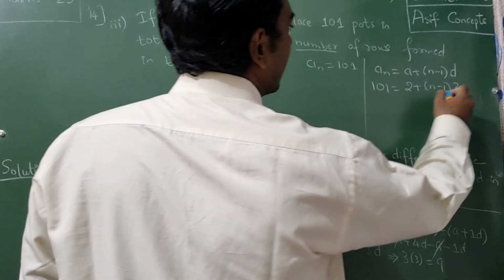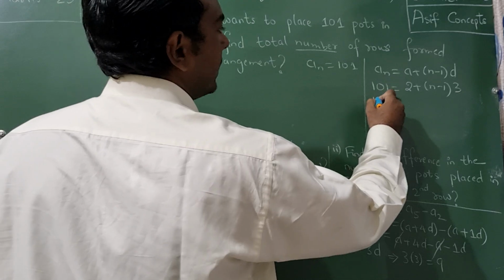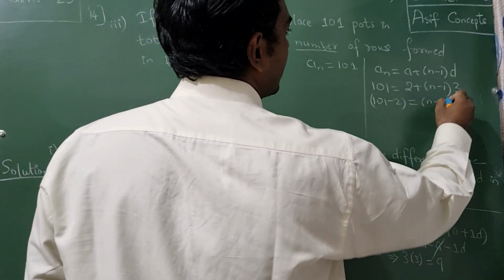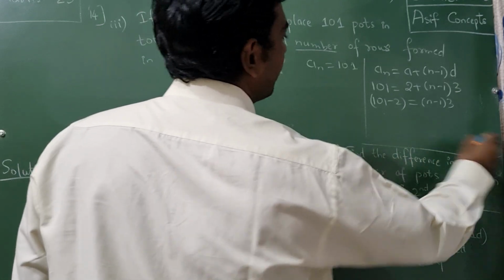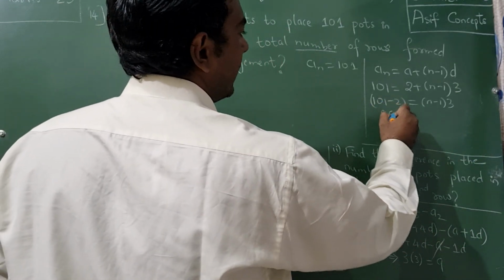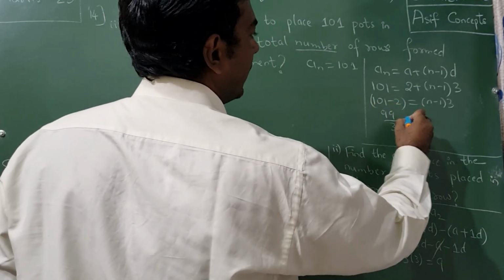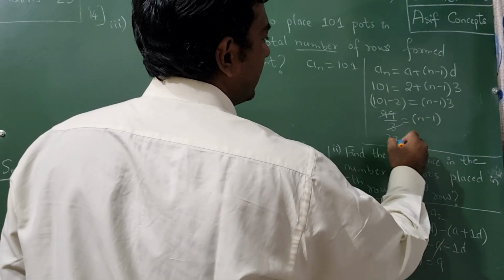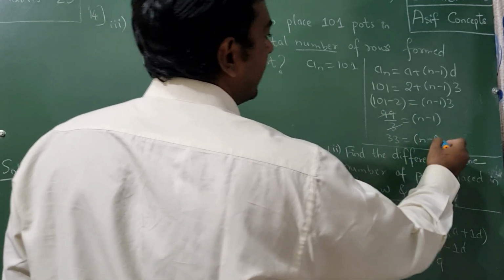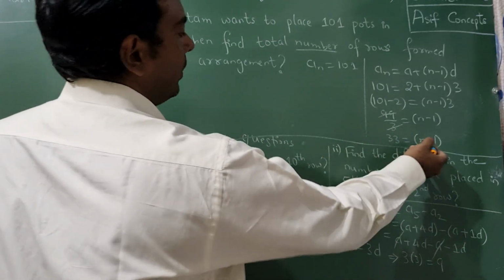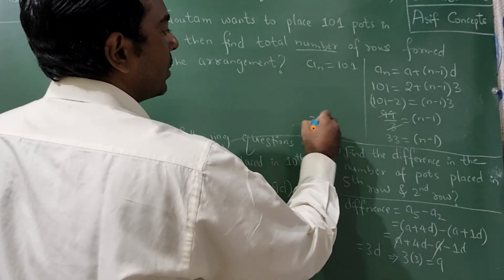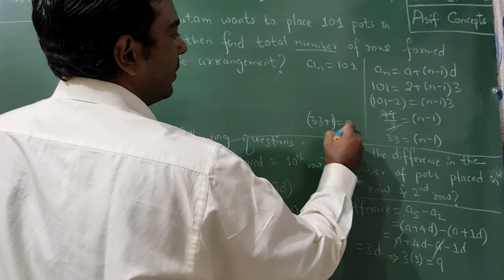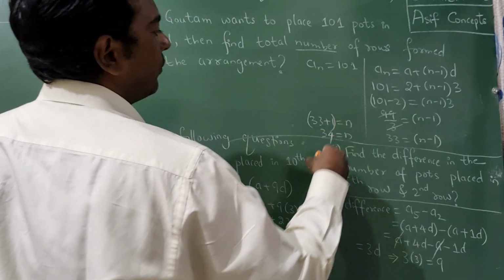N minus 1. Common difference is how much? 3. Now take this 2 to the left hand side. It will become 101 minus 2 is equal to N minus 1 into 3. Now this will be 99 divided by 3. So 3 3s is 9, 3 3s is 9. So N minus 1 is 33. Take the minus 1 to the other side, it will become plus. So 33 plus 1. So the N value will become 34.